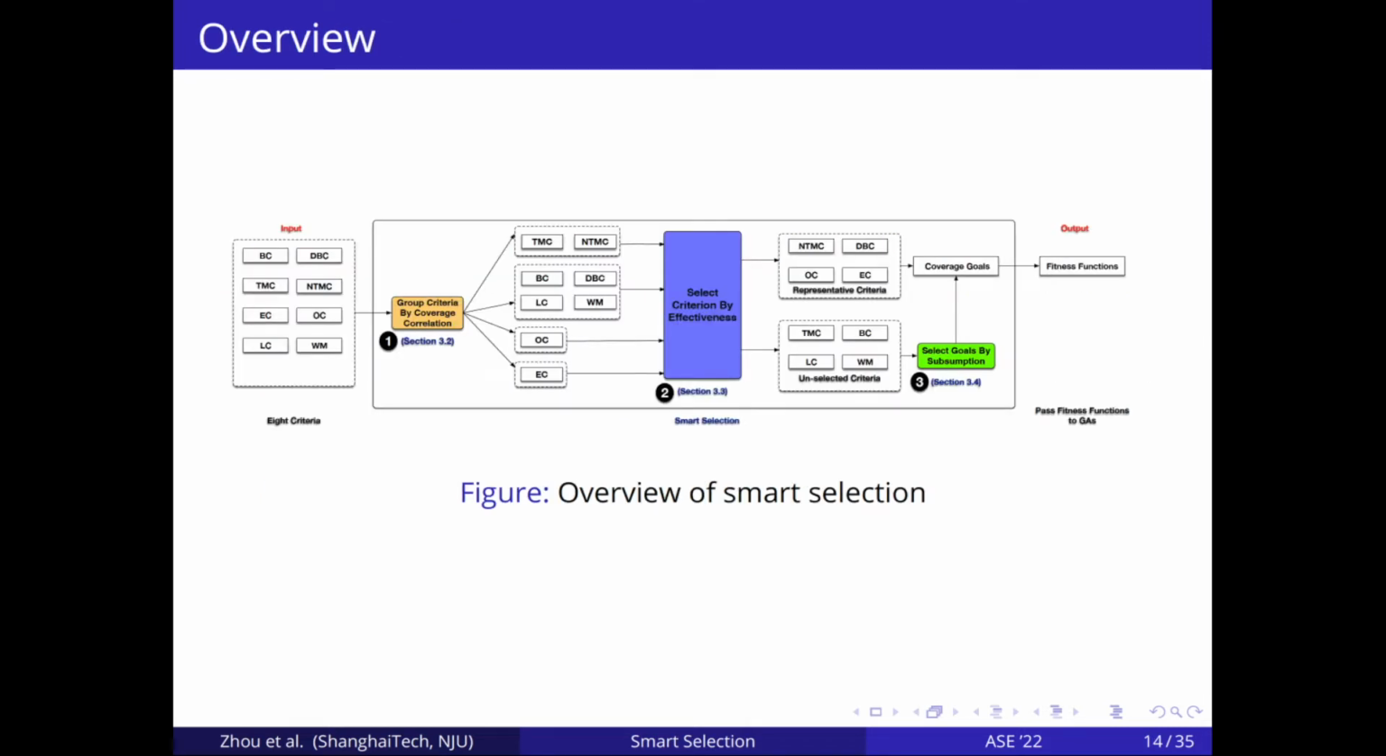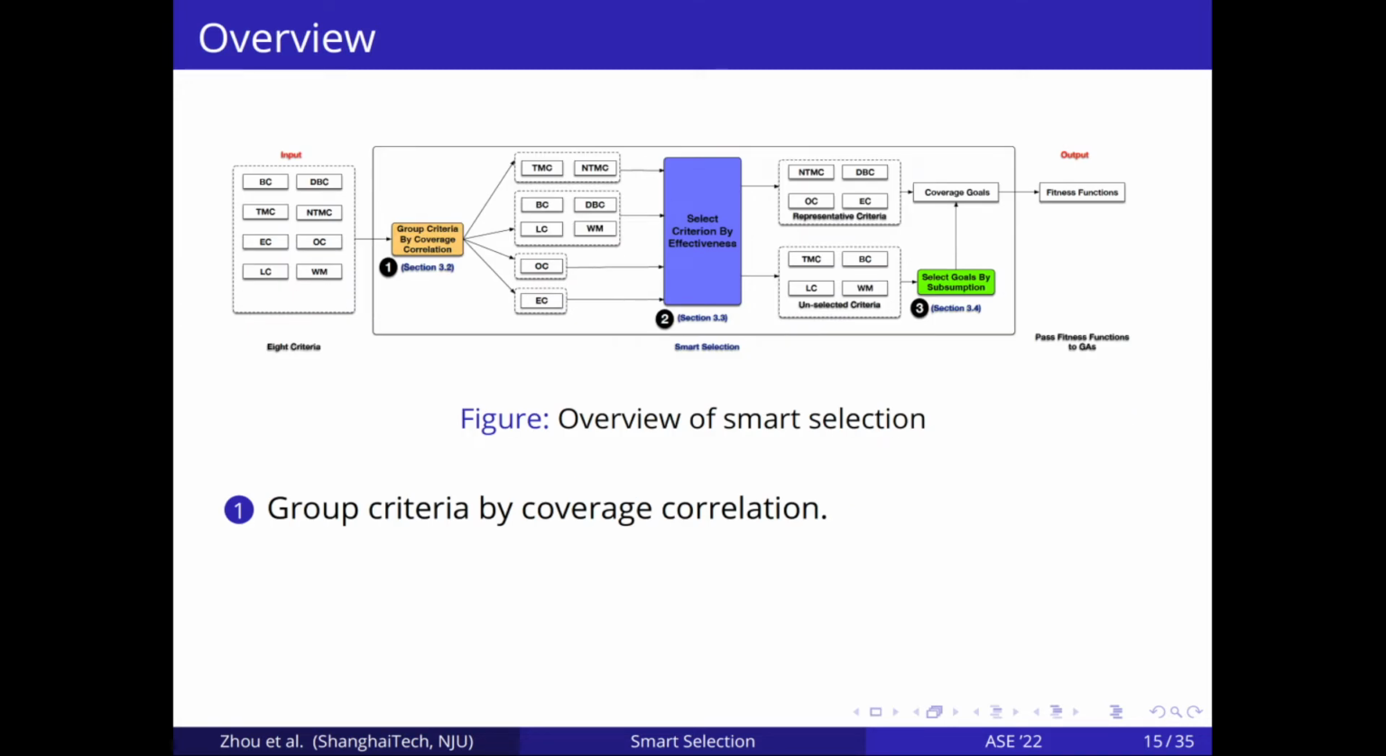Here is an overview of smart selection. Its input is the 8 criteria, and its output is a subset of their fitness functions. Its first step is to group criteria by coverage correlation. Just as said before, we want to select a subset that is more effective in guiding genetic algorithms, but we cannot actually remove a worse fitness function, since it reflects a requirement of developers. Hence, we need to know which fitness functions we can remove. So firstly, we group criteria by coverage correlation.